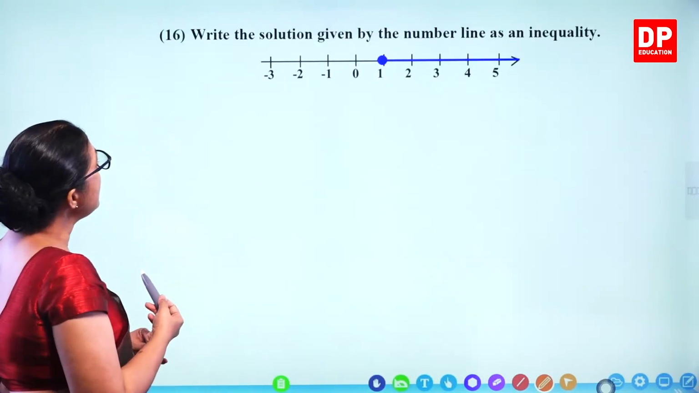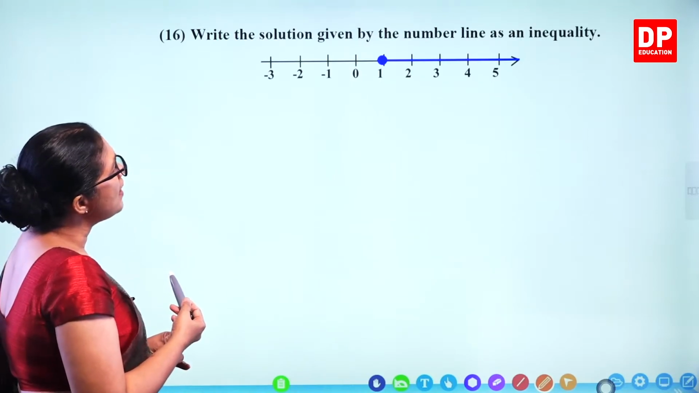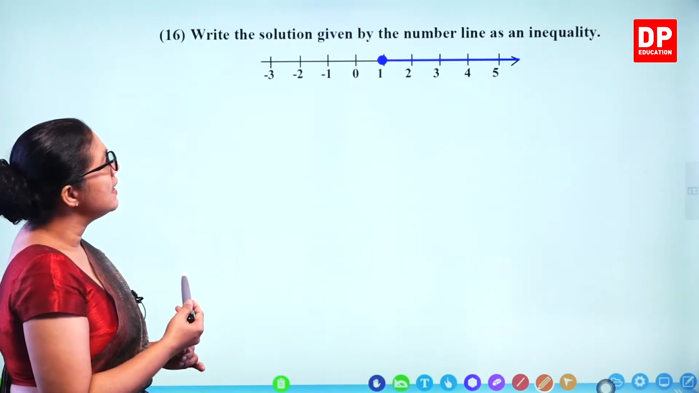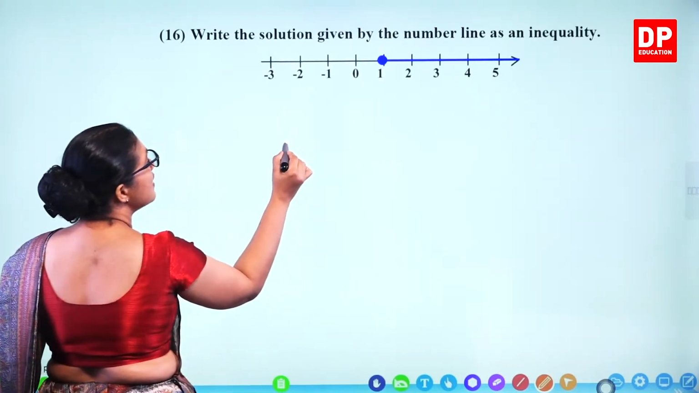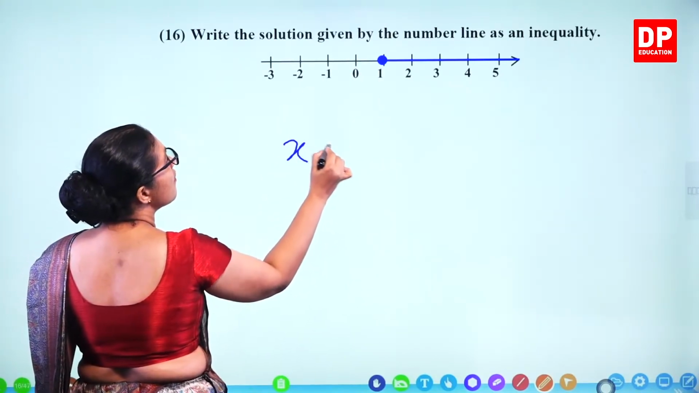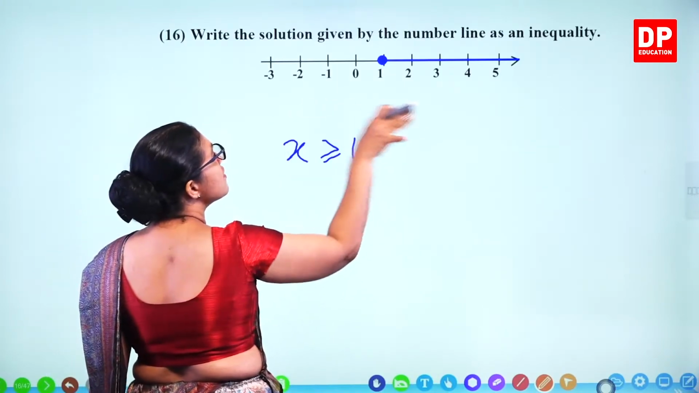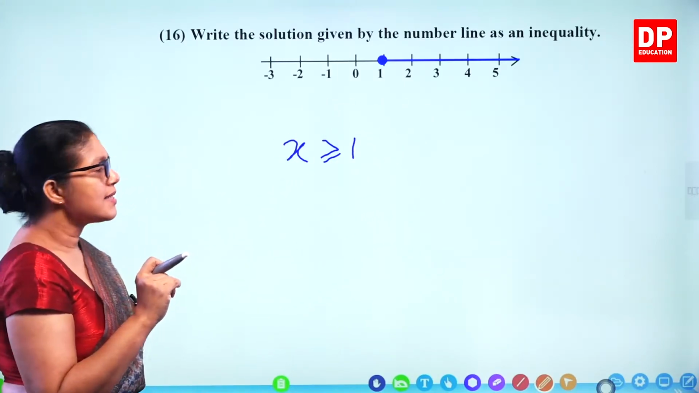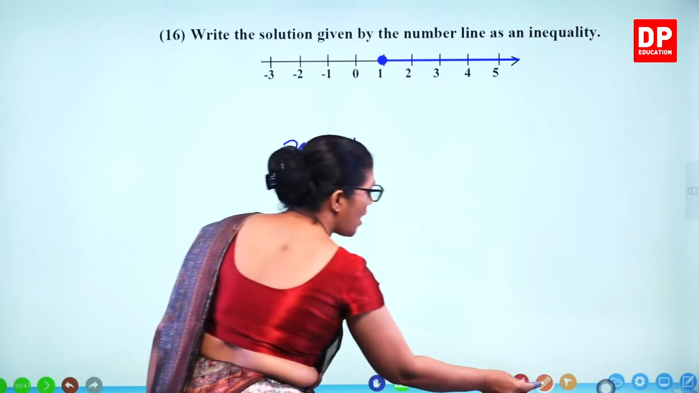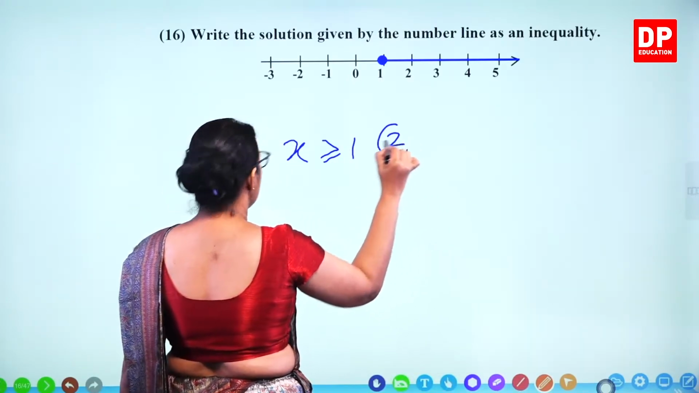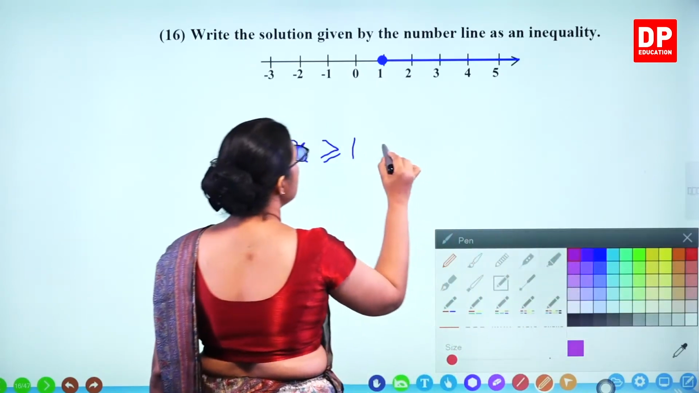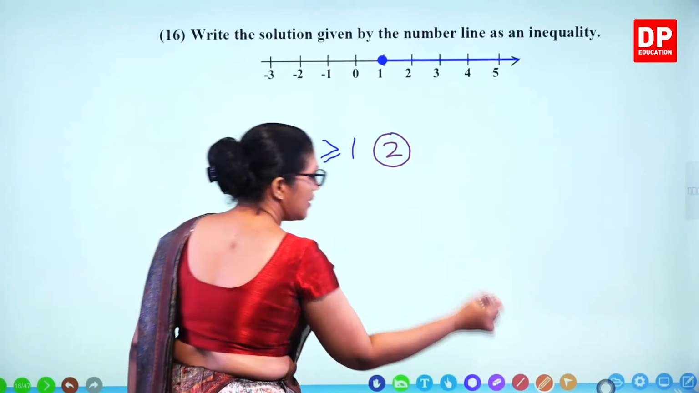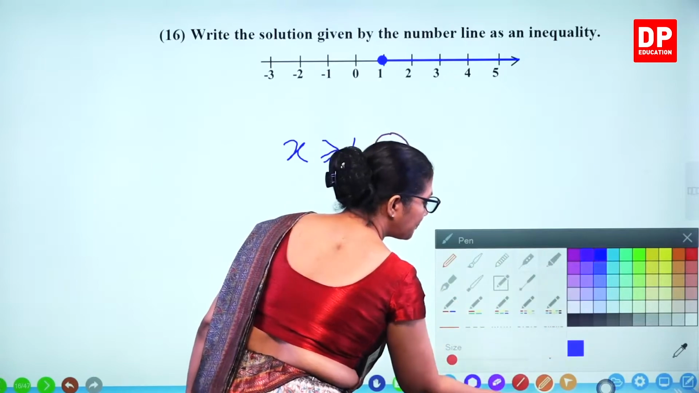Question number 16. Write the solution given by the number line as an inequality. So 1 is included. It's a solid circle. So x greater than or equal to 1 because this is on the right hand side. So 2 marks for identifying the inequality correctly.